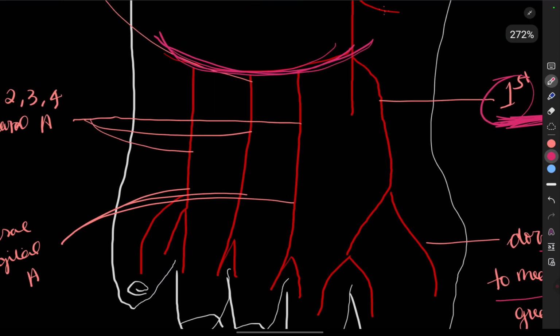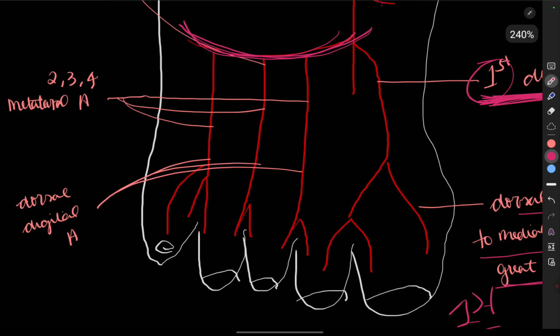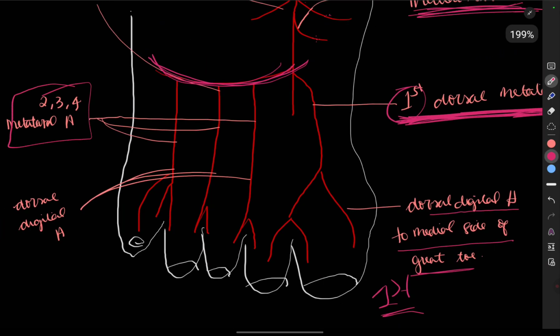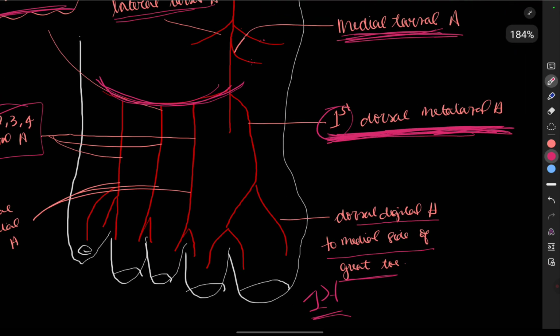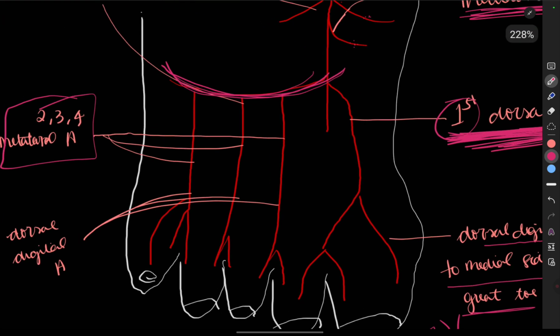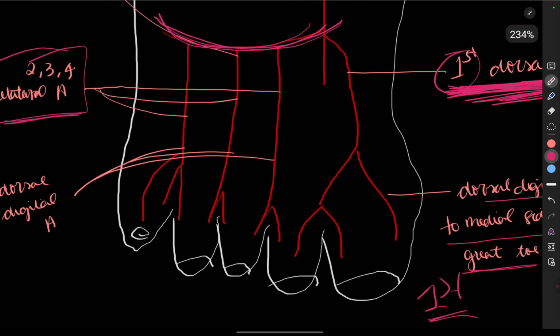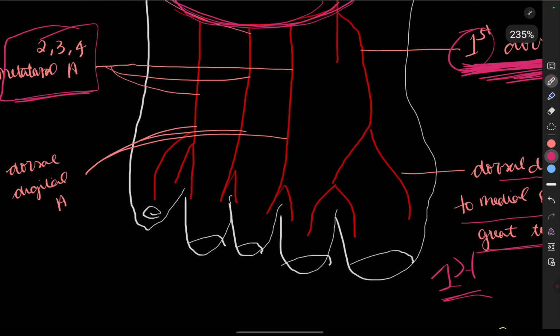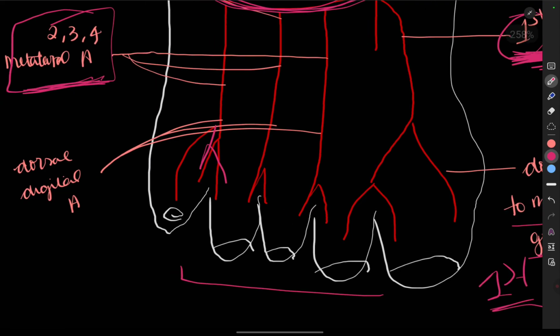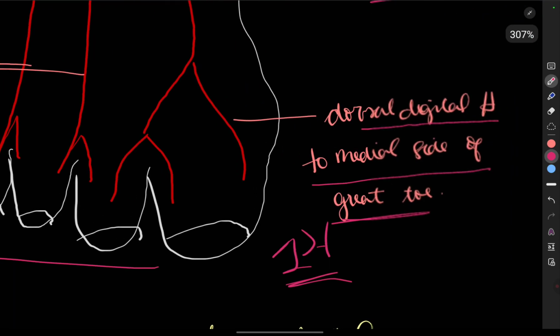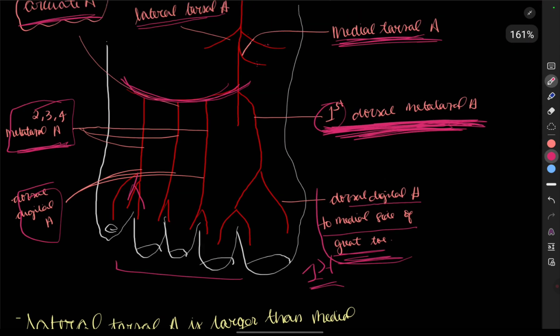Now the arcuate artery gives off branches, that is the second, third and fourth metatarsal arteries. See, on the medial side we have the first dorsal metatarsal artery, and to the lateral side we have the second, third and fourth metatarsal arteries. So these continue and divide between the clefts of the toes to form the dorsal digital arteries, and even this dorsal digital artery goes to the medial side towards the great toe. So these are the branches.